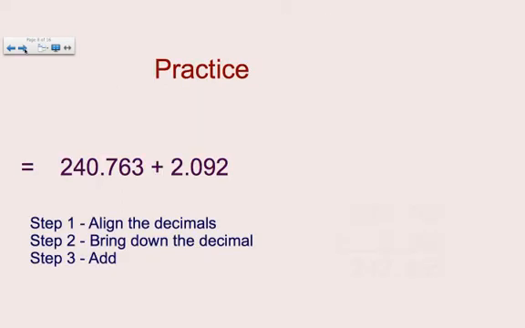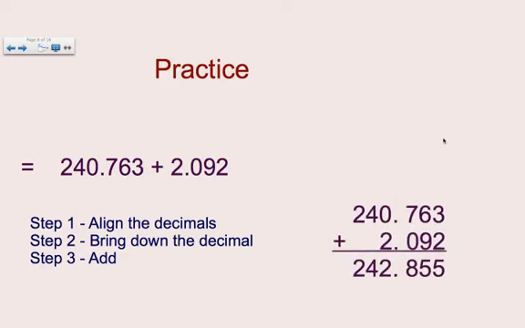Let's practice. Remember, first we want to align the decimals. Then we bring the decimal down into our answer, and for our final step, we add the sum. 240.763 plus 2.092 gives us 242.855. Again, notice I aligned the decimals here. I brought it down into my answer, and then I added as I normally would.